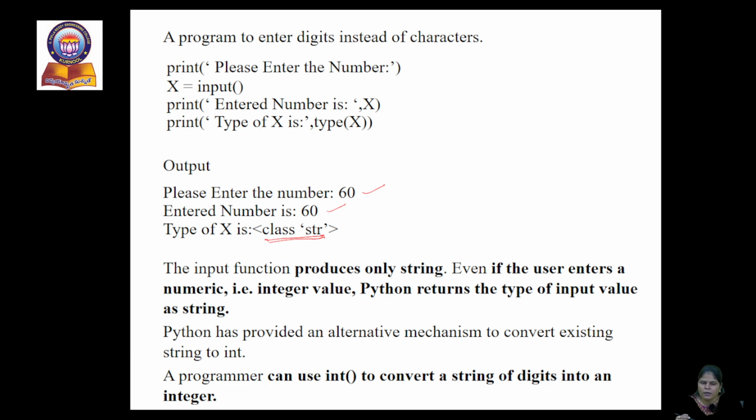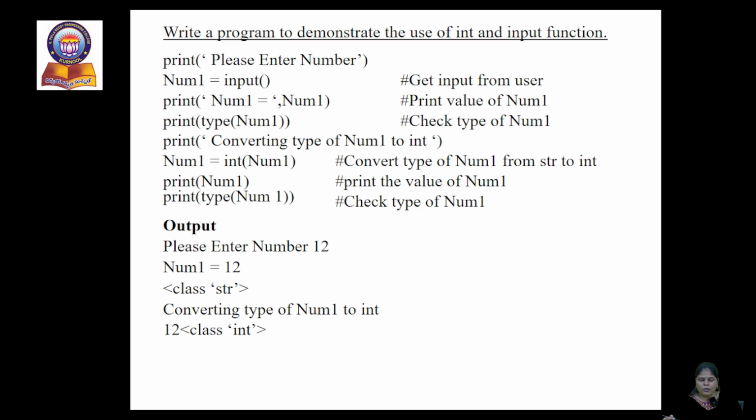The interpreter will understand only strings. If at all you give an integer also, it will convert that integer to a string and store it as a string only. So for that purpose we will be using functions like int for converting the string into an integer, and float for converting the float string into a float.